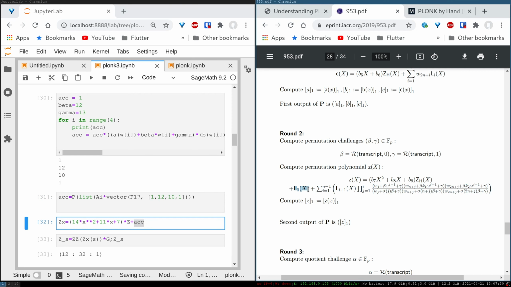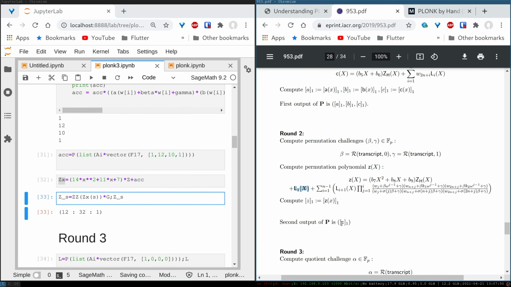This one here is because there's this term 1 here. We know that it has to go at 1 for x, the first label. Okay, so this gives us our polynomial z of x, and then we evaluate z of x at our secret point s. That gives us this value, and that's the second output, this value here.